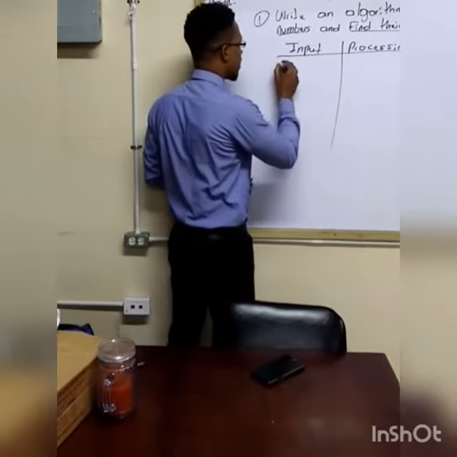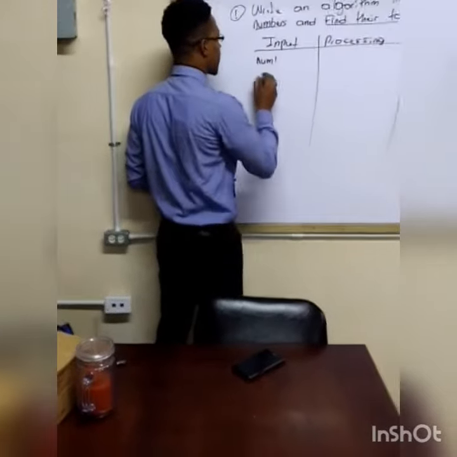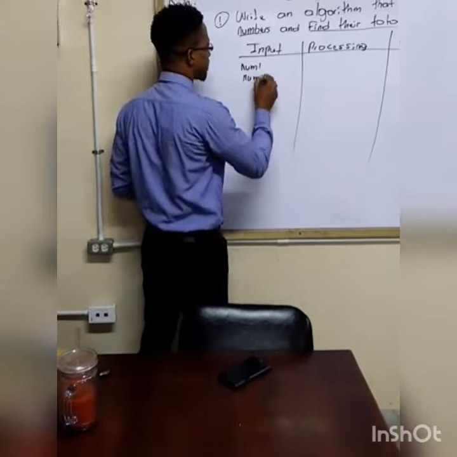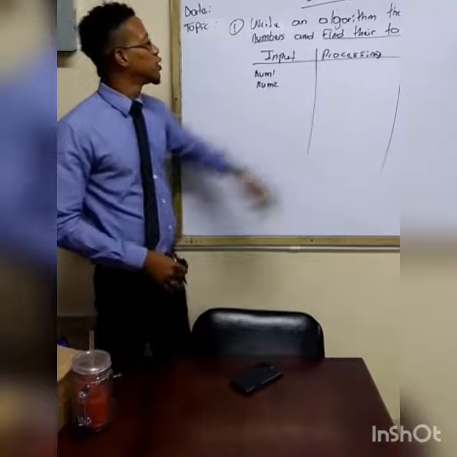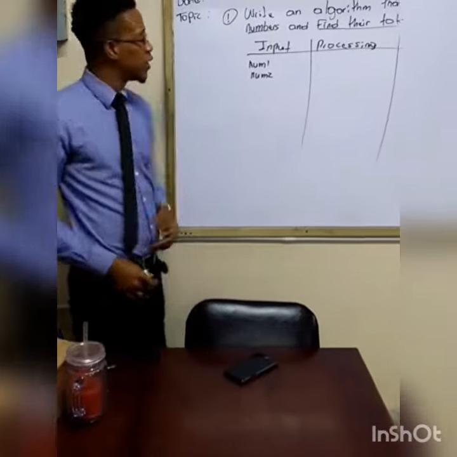So we're going to input num1, we're going to input num2. Or you can say enter num1, enter num2, or we're going to read num1 and read num2. For the processing section, we're going to find the total now.